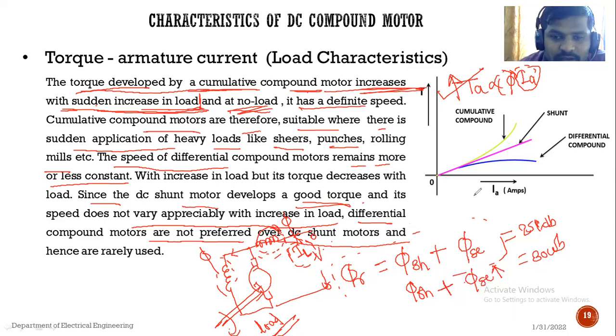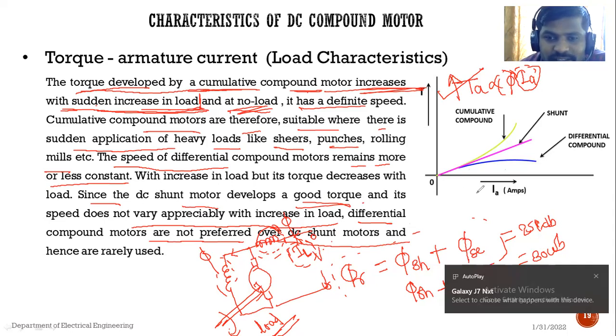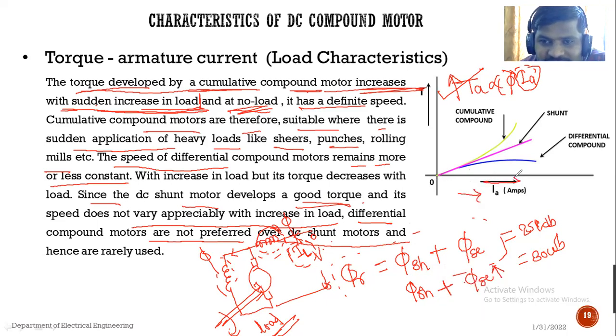See which relation I have told. As the load increases, armature current increases. Armature current काय होतो, increase होतो. If the armature current increases, the torque of the machine will increase. So see, the cumulatively compounded motor असेल तर resultant value of flux increase होते. So the torque increase होते.